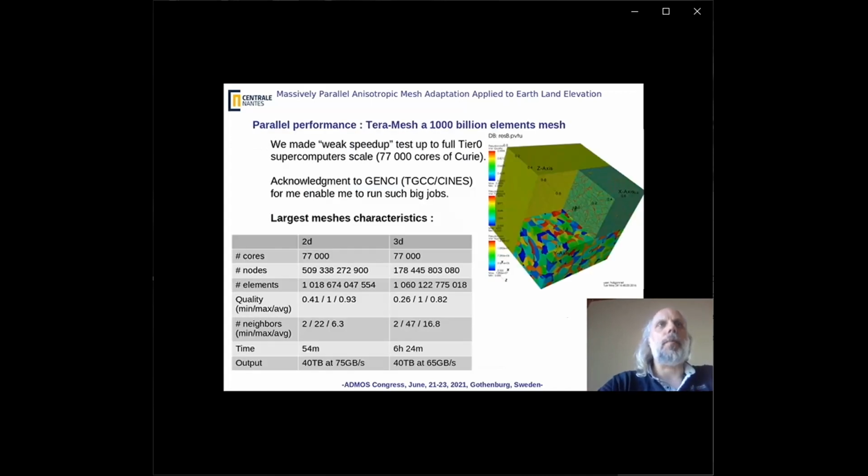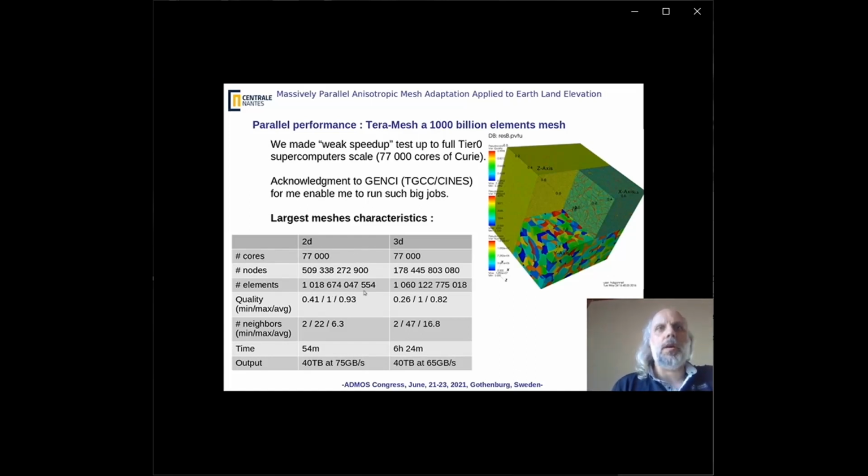First, some parallel performance of the mesh adaptation we have made. It was a weak speed-up test up to full tier 0 supercomputer scale, ending with 77,000 cores on Curie. The goal was to build the largest mesh with more than 1,000 billion elements. Here are the characteristics of these meshes in 2D and 3D. So we use 77,000 cores.